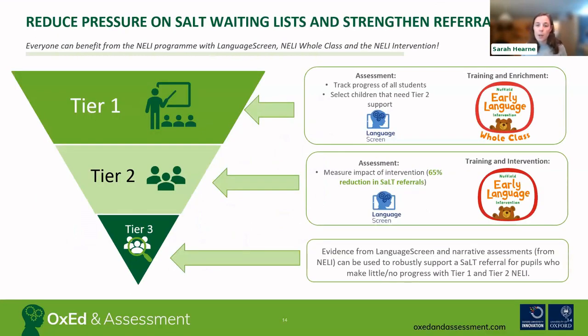Speech and language therapists are, of course, there to help children with language delays to get the support that they need. However, waiting lists for SALTs are extremely high in a lot of local authorities. So embedding a tiered system of assessment, intervention, and enrichment like the NELI programme can help to reduce the pressure on this system by firstly helping schools to identify those who need Tier 2 support using language screen, and then by providing that Tier 2 support with the NELI intervention, alongside the Tier 1 enrichment if NELI whole class is used as well. Then you can measure the impact of the intervention so that those who haven't made the progress that you would expect can then be referred to Tier 3 support from SALT with strengthened evidence for their need, based on the work you've already done and the language screen scores. And those who have made the progress, the Tier 2 intervention has helped them catch up, they no longer need to be referred. So it's reducing the pressure on the system.